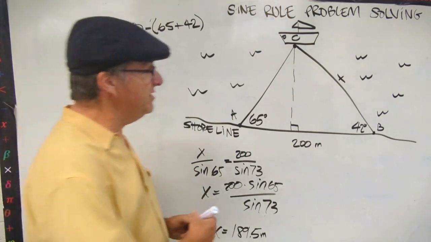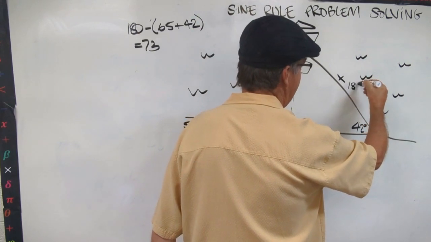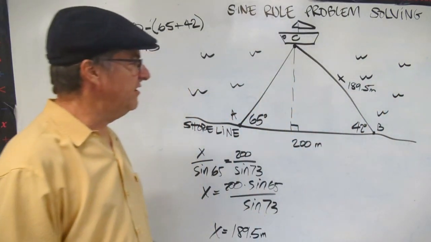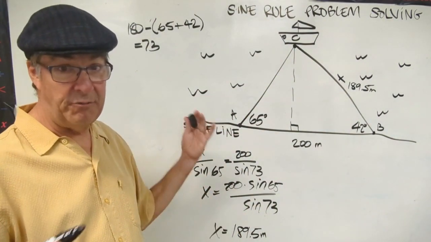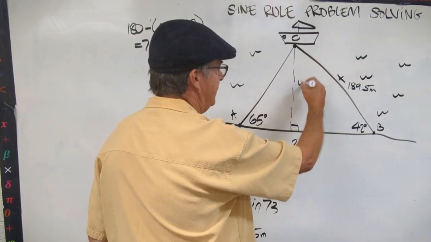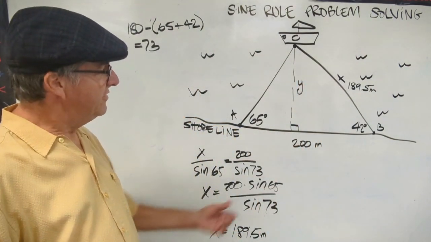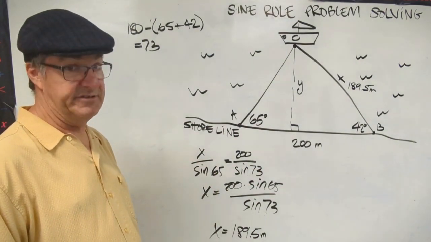Okay, so now that we know that X is 189.5, we can start to figure out what this distance is here. And I'm just going to call that one y. Why not? There's my y. So pause the video and write an equation that helps you find y, and maybe even solve that equation and tell me what y is.